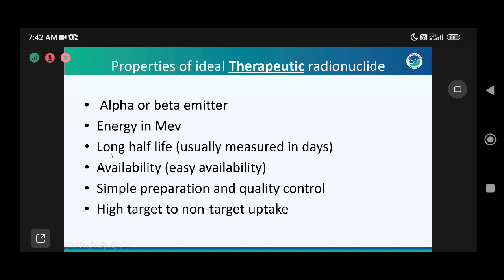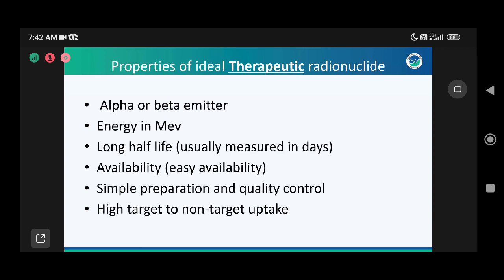And half-life has to be long. For diagnostic, half-life should be low so that the radiation burden to the patient is reduced. Whereas for a therapeutic molecule, it has to be high so that more and more radiation comes into the cell so that cell destruction can happen. And availability, as usual, it should be easily available. Currently, we get therapeutic molecules from Bhabha Atomic Research Centre, Mumbai.